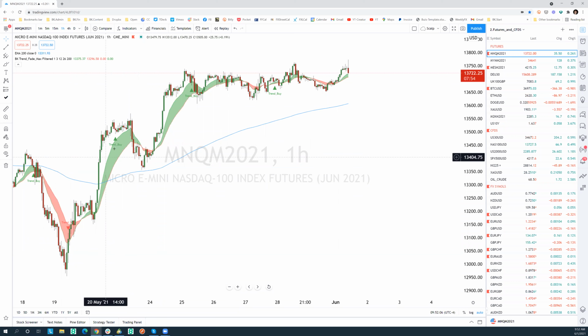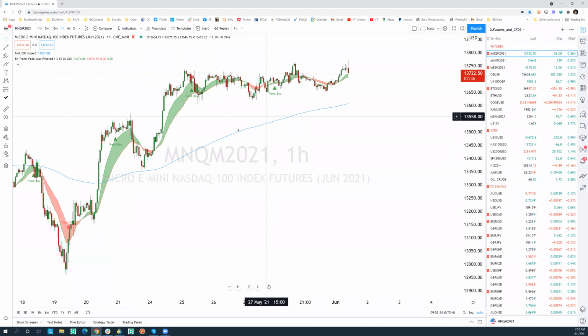But until I get a sell signal, the assumption here is that the bias is to the upside, right? So let's assume the bias is to the upside starting from the 20th of May.